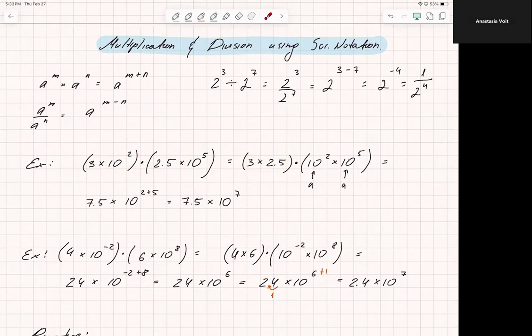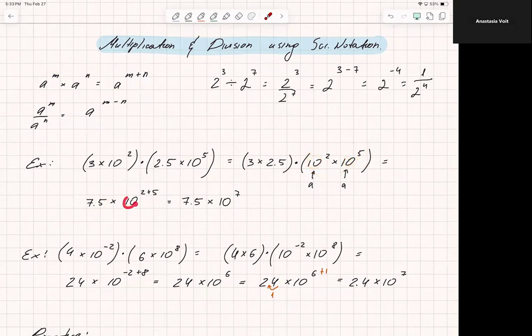Because it is a multiplication, it doesn't really matter what you multiply first or second. So in this case, we will group 3 times 2.5, which gives you 7.5. And then separately, we multiply 10 to the power of 2 times 10 to the power of 5. And again, we apply this rule. You see that 10 and 10, these are the same values.